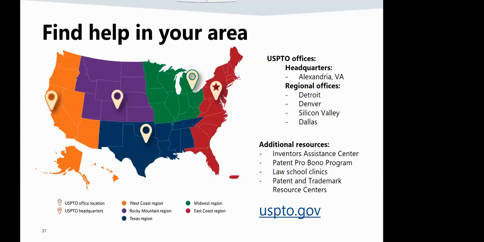Okay, so before we jump to the Q&A, I'll just do a couple minutes on resources that may be available for you. Like I said, if you're looking for local help from the PTO, we've got a number of regional offices across the country. Our office in San Jose covers the West Coast, including Arizona.